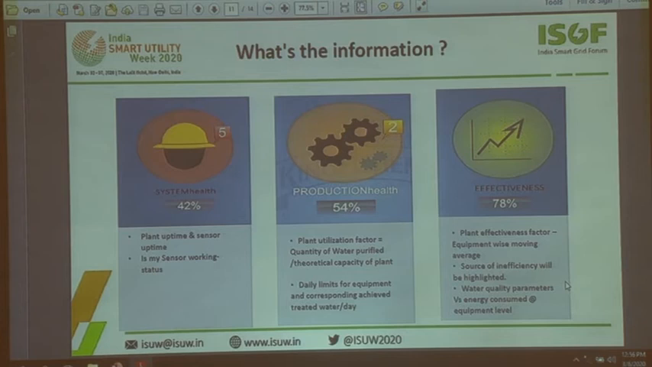Then daily limits for the equipment: have we gone through these limits, or are we well within them? Then driving the plant effectiveness factor. As a source of efficiency, you will come to know the efficiency of each and every equipment inside a sewage treatment plant. Then water quality parameters: if you have analyzers for BOD, COD, pH, total suspended solids, total nitrogen, total phosphorus, you will come to know how effectively the plant has performed.